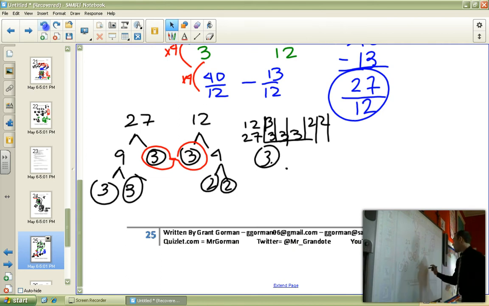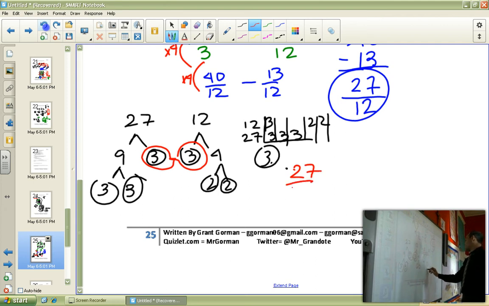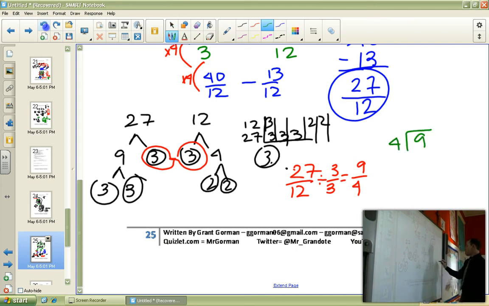I'll do that in red for you. 27 over 12 divided by 3 over 3 is going to give us 9 over 4. Finally, last step, we need to change that improper fraction into a mixed number. So I'm going to divide 9 by 4. Fits in twice, subtract out my 8, it's going to give me a remainder of 1.